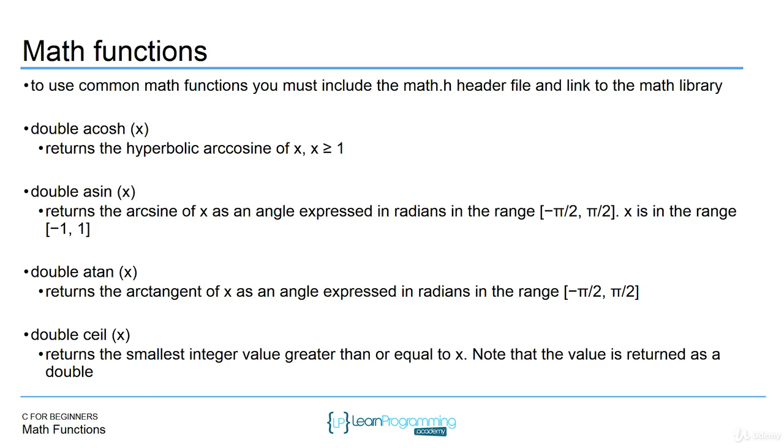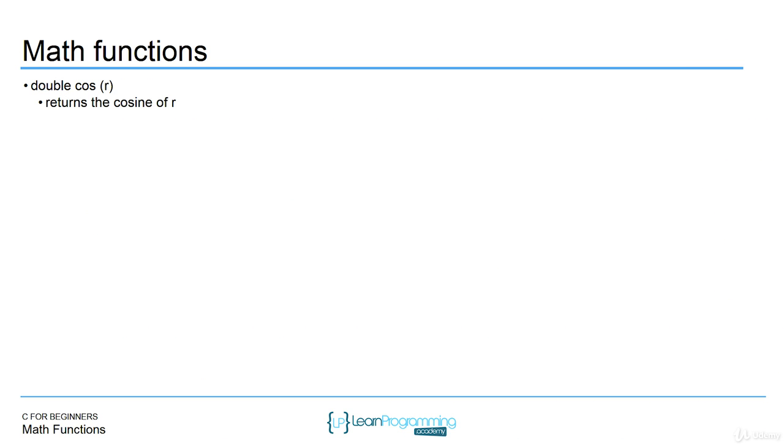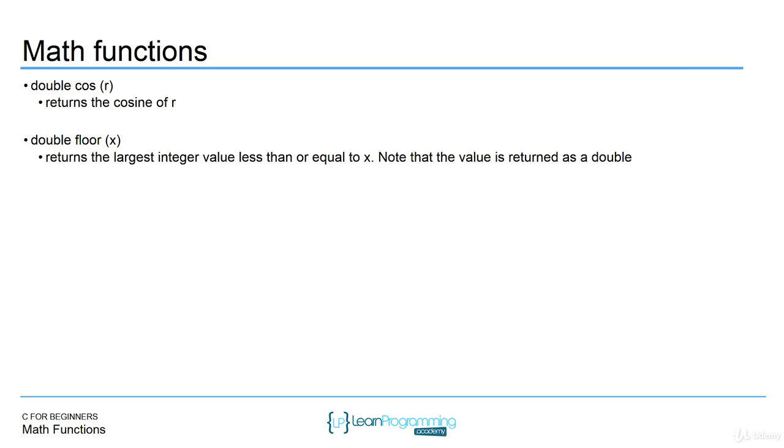ceil, C-E-I-L, will return the smallest integer value greater than or equal to x. So if you have a floating point number, it will convert it to the ceiling of it. Other ones: cos returns the cosine of x. floor will return the largest integer value less than or equal to x. This value is returned as a double. The best way to learn these functions is to use them inside your IDE. Play around, create some integers, pass them in, see what's returned.